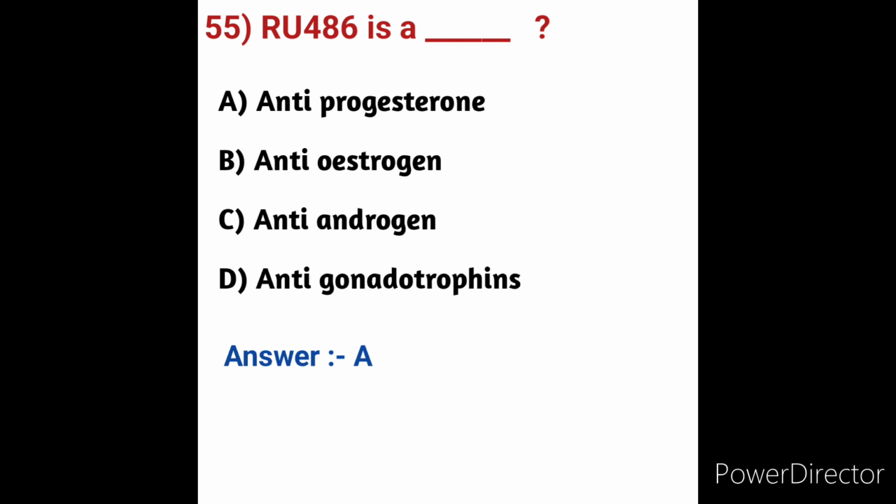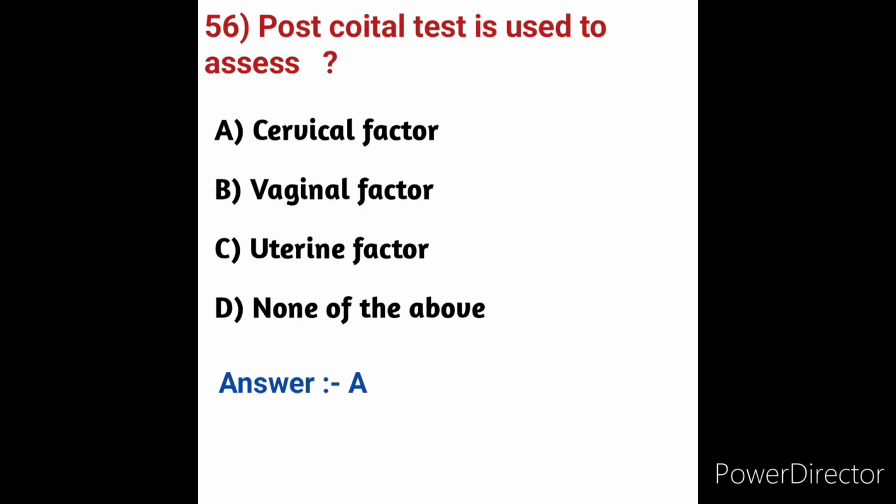Next, move on to question number 56. The post-coital test is used to assess which of the following? We will see the options. Option A, cervical factor. Option B, vaginal factor. Option C, uterine factor. And option D, none of the above.